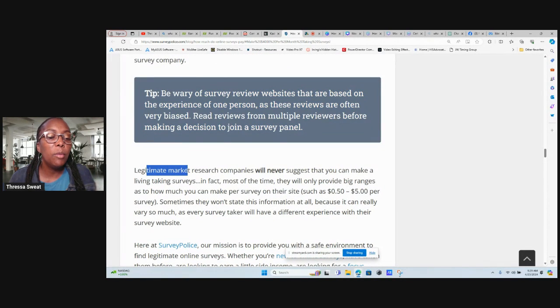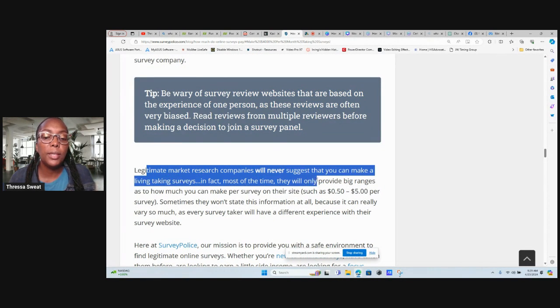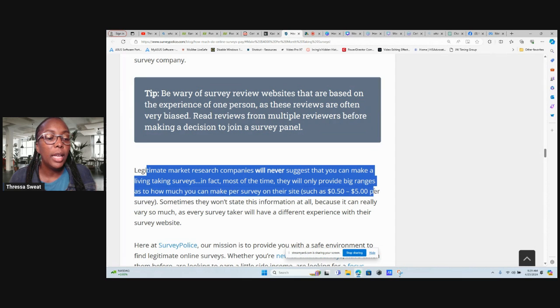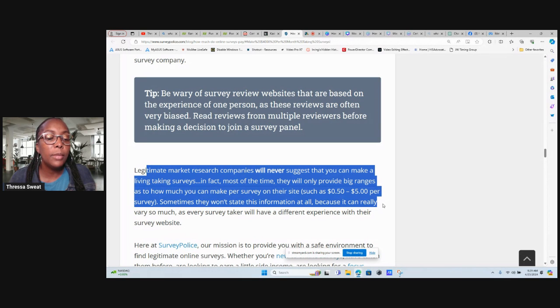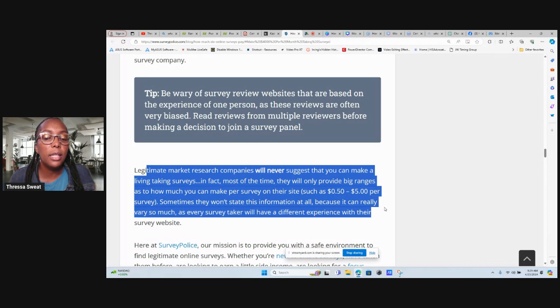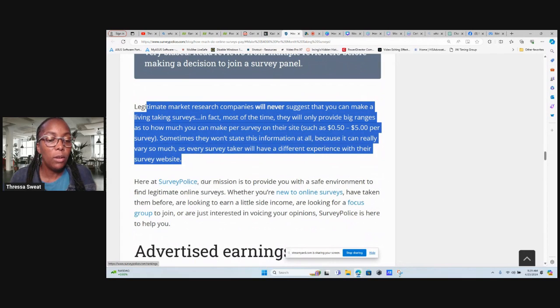And it says legitimate market research companies would never suggest that you can make a living taking surveys. In fact, most of the time they will only provide big ranges as to how much you can make per survey on their site, such as 50 cents to $5 per survey. Sometimes they won't state this information at all because it can really vary so much, as every survey taker will have a different experience with their survey website. So here at the Survey Police, this is the blog that I like to read. I like to research before I try things.